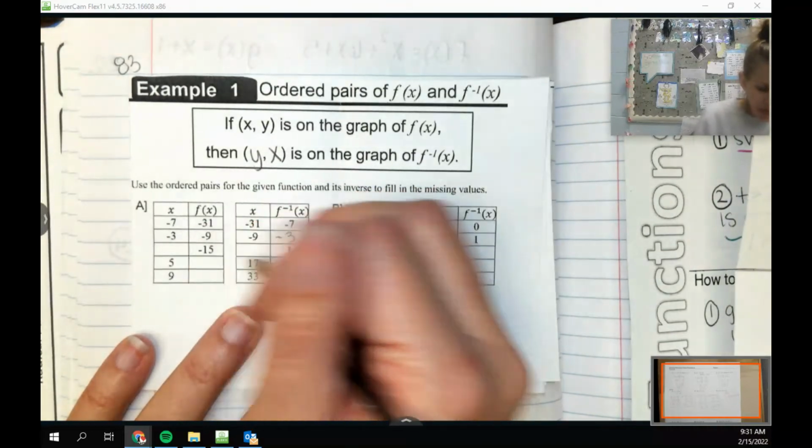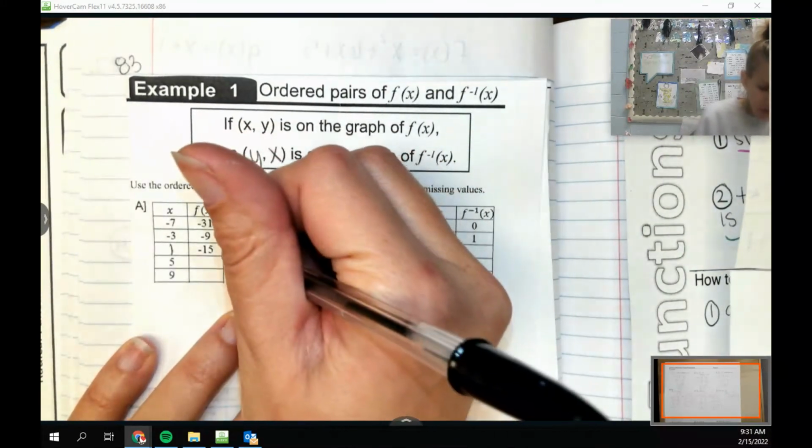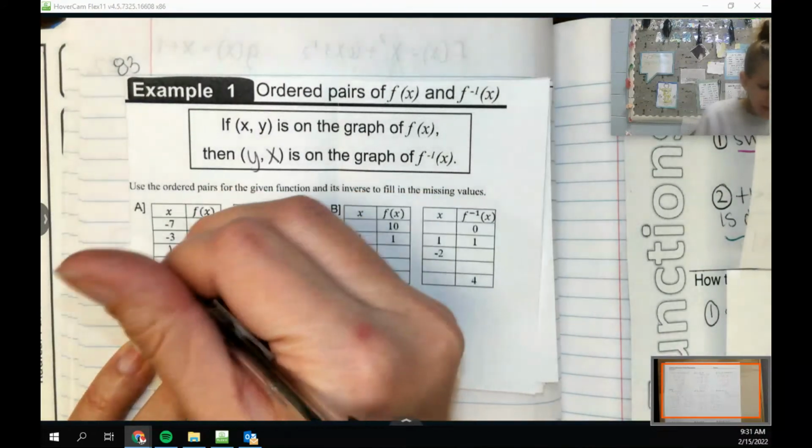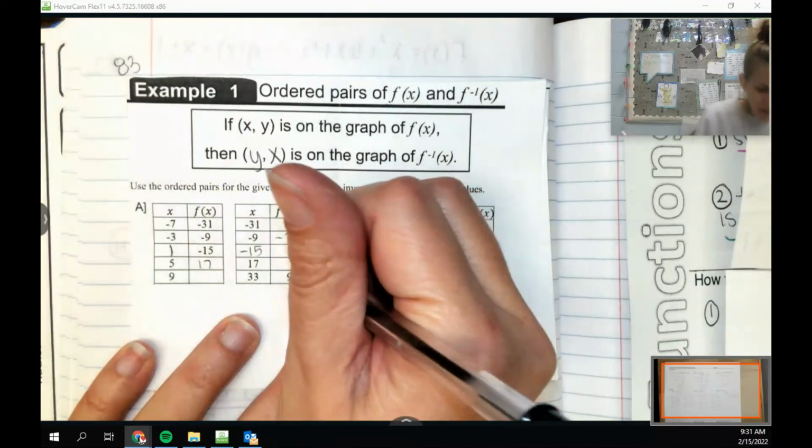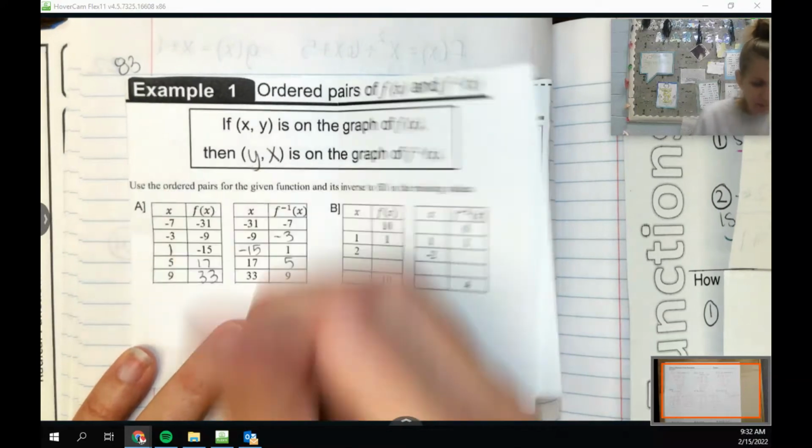I just have to assume that these go together. So this should have been the 1 and that should have been the negative 15. The 17 and 5 probably went together. So 17 and 5. And then this has got to be the 33. So we're just swapping.